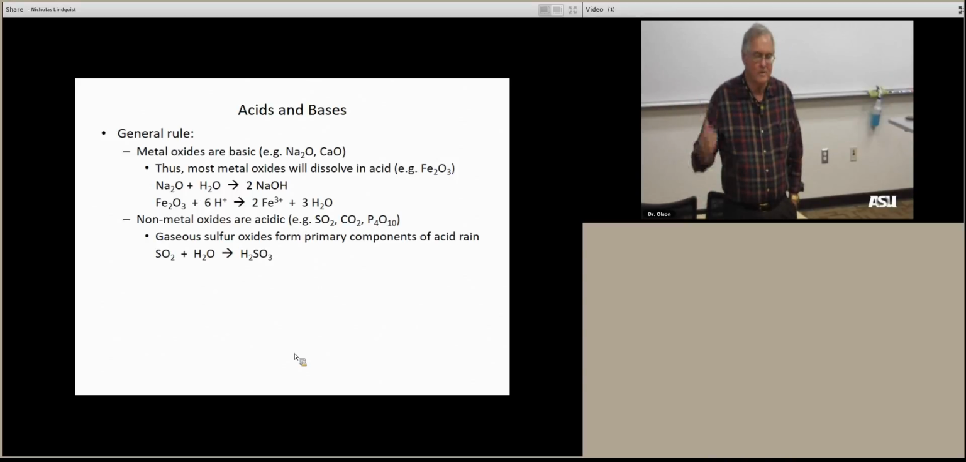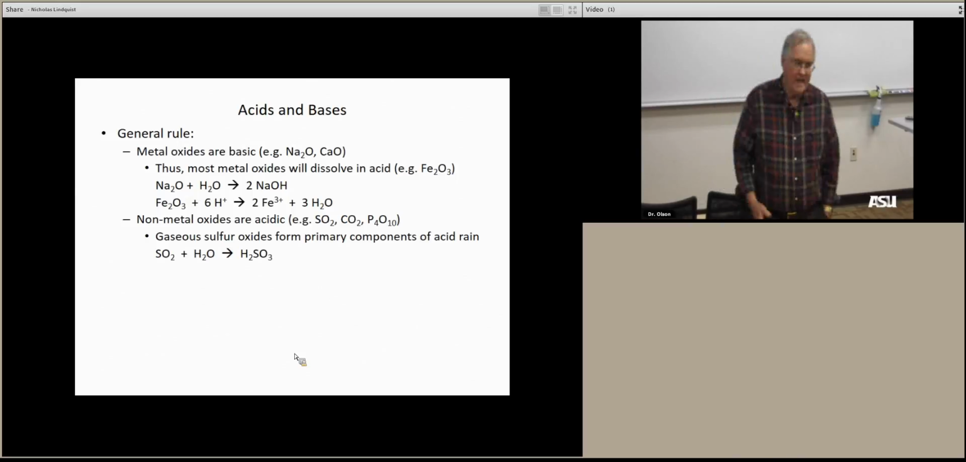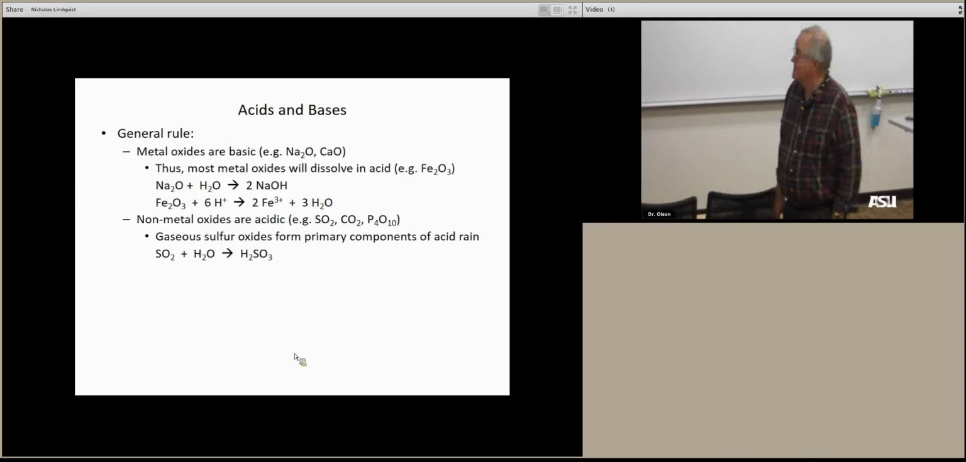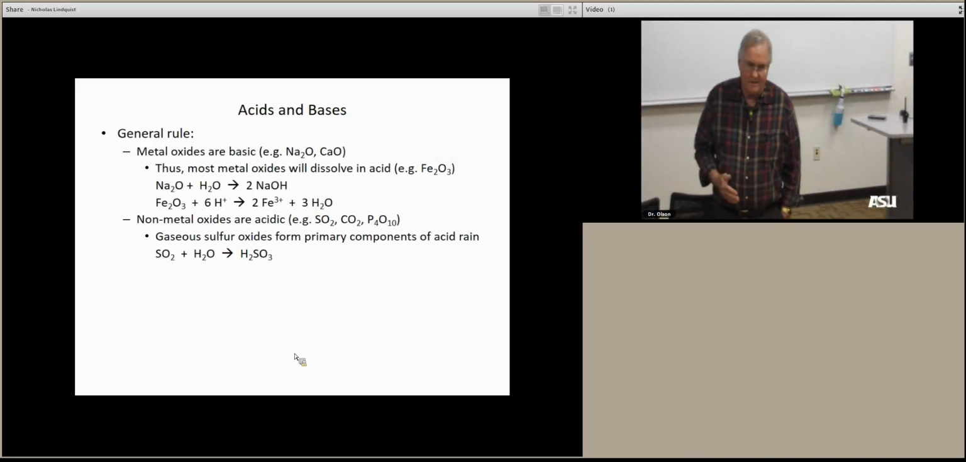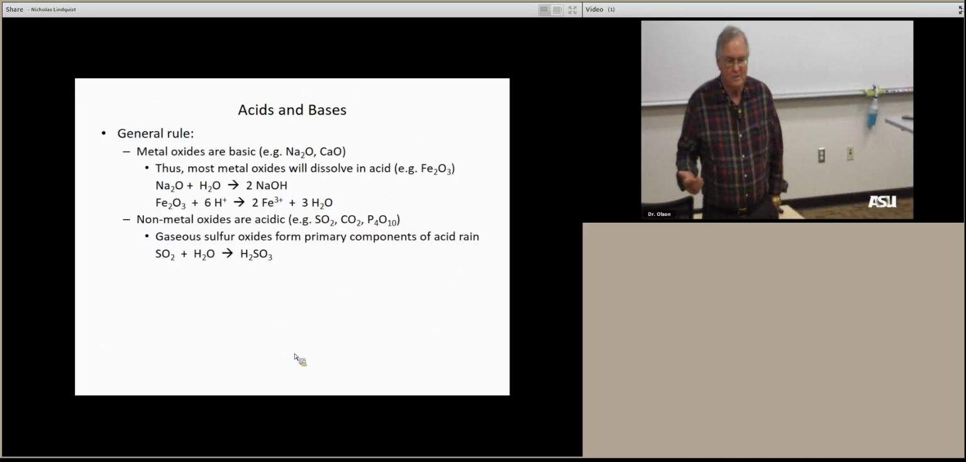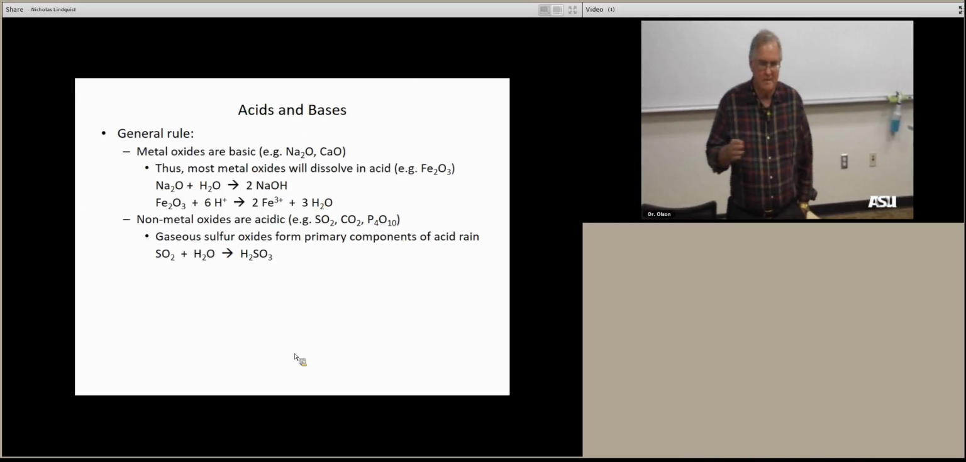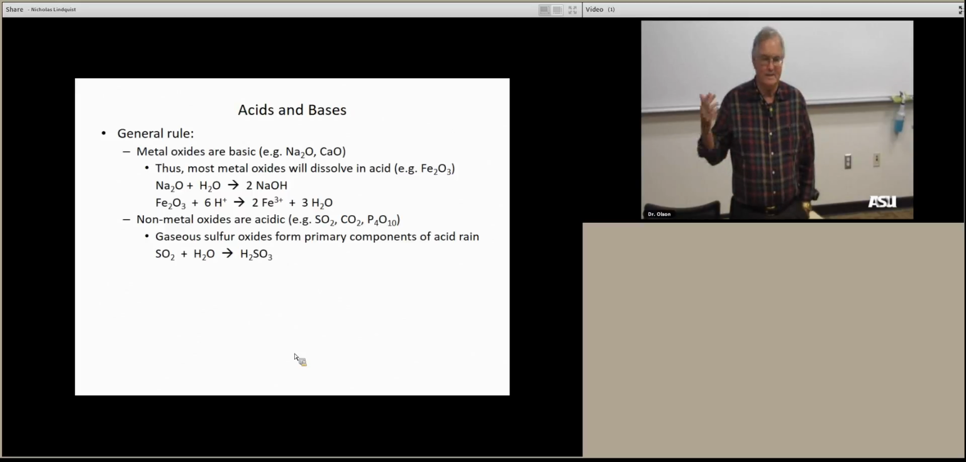And here's the equation for dissolving in acid. So metal oxides tend to react with acids because they tend to be basic. Whereas non-metal oxides, such as sulfur dioxide, tend to be acidic. They react with water to produce H2SO3, sulfurous acid. SO3 reacts with water to produce H2SO4, sulfuric acid. That's where we get acid rain. So non-metal oxides tend to be acidic, metal oxides tend to be basic.